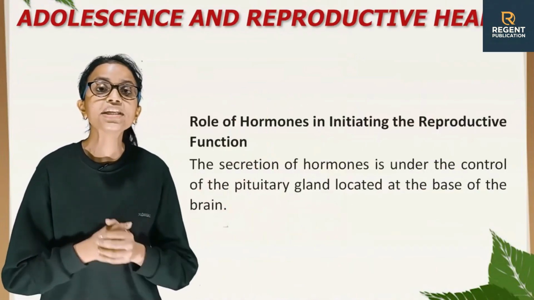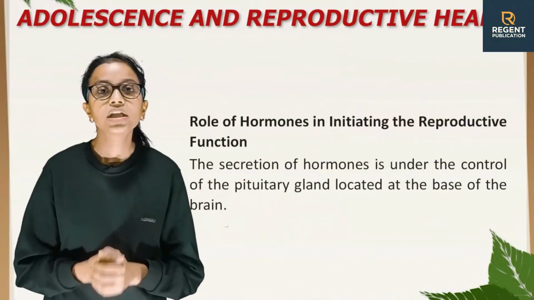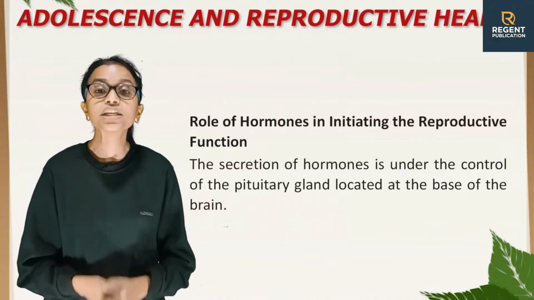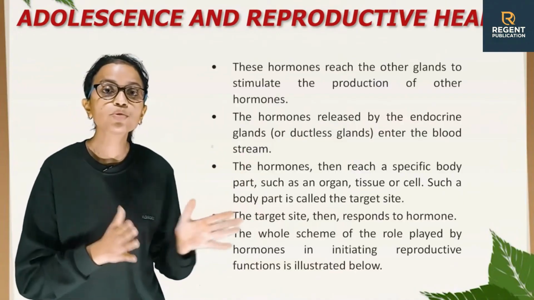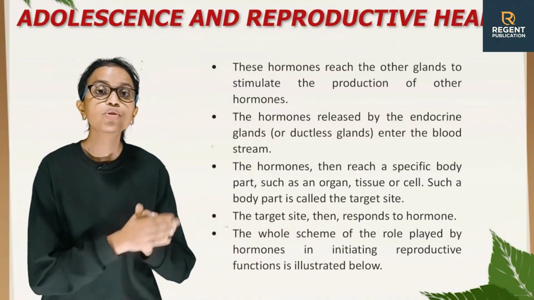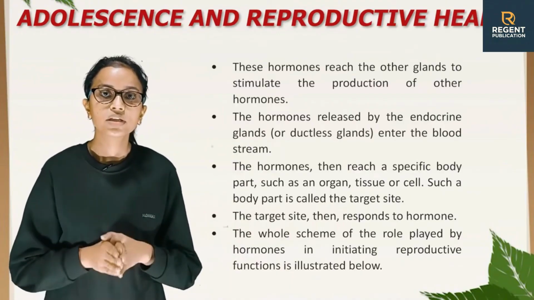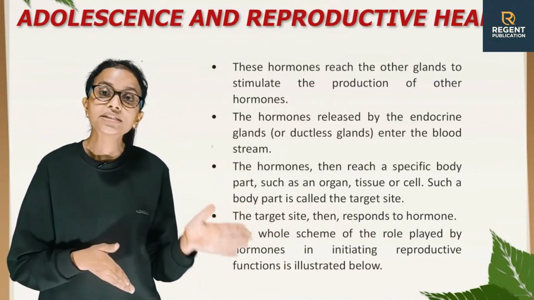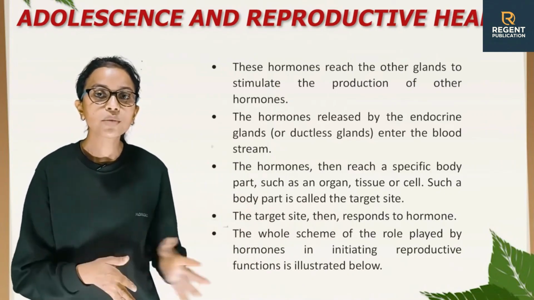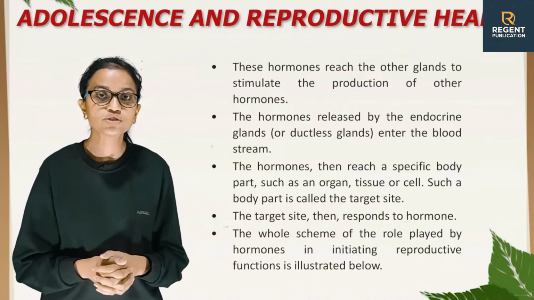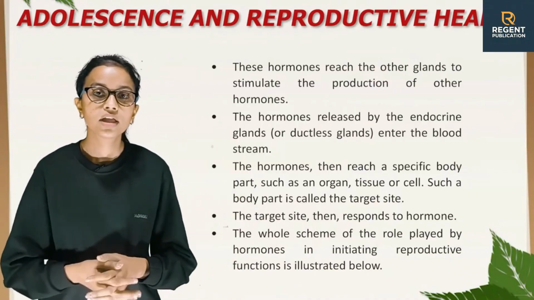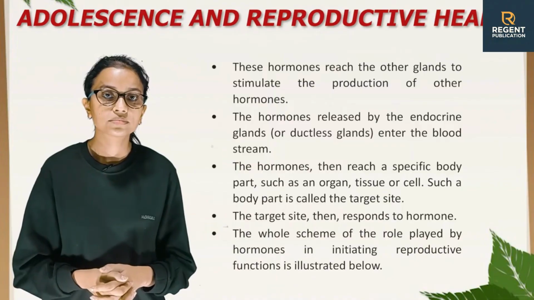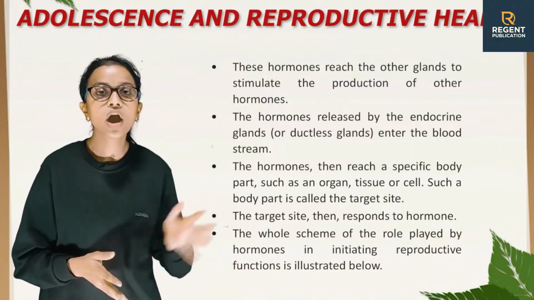Role of hormones in initiating the reproductive function. The secretion of hormones is under the control of the pituitary gland located at the base of the brain. These hormones reach the other glands to stimulate the production of other hormones. The hormones released by the endocrine glands or ductless glands enter the bloodstream. The hormones then reach a specific body part such as an organ, tissue or cell. Such a body part is called the target site. The target site then responds to the hormone.